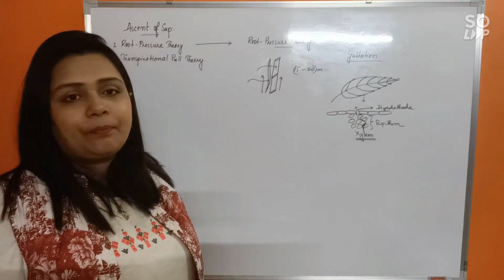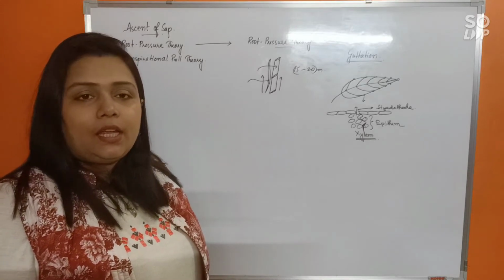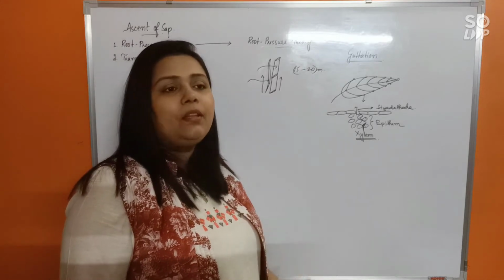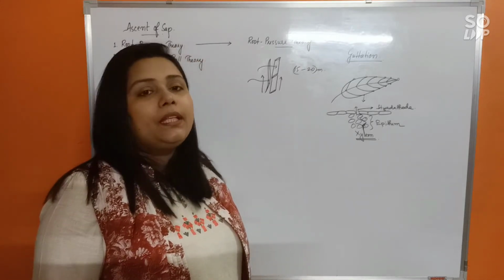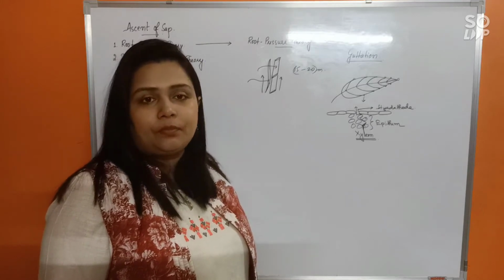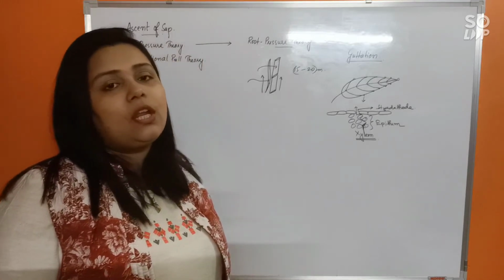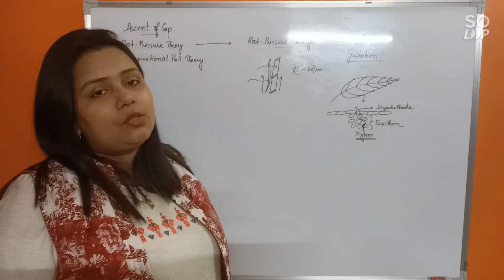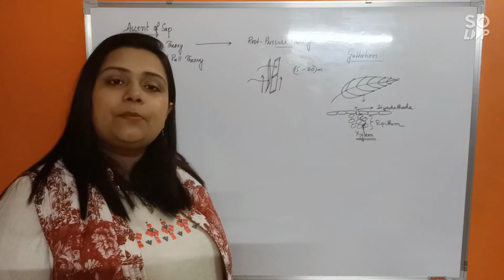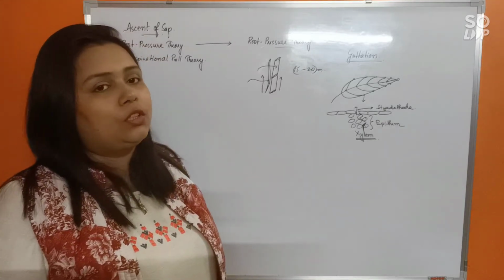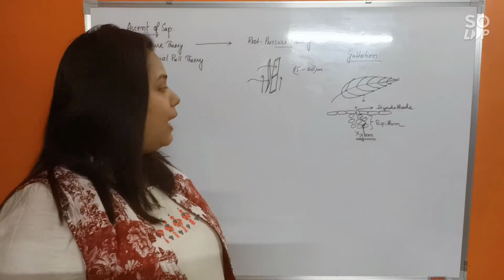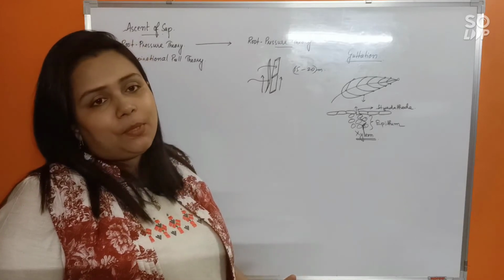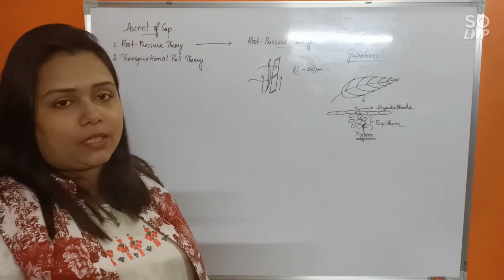Now, guttation might be similar to transpiration because both help the plant lose excess water. But they have certain major differences. First of all, guttation is water lost in the form of water droplets, while transpiration is water lost in the form of water vapor. Second, guttation occurs through hydathodes, whereas transpiration occurs through stomata.